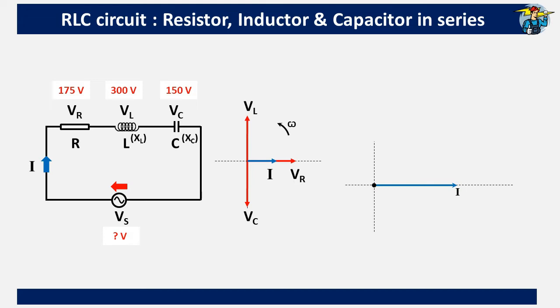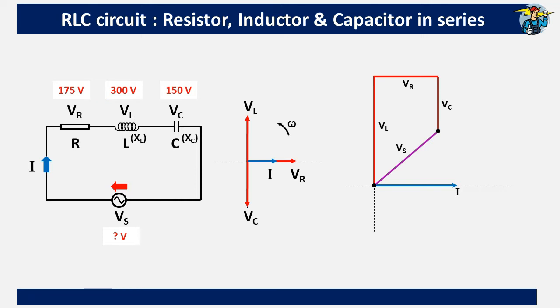Since the VL value of 300 is the largest along the y-axis, we draw it first proportionately on the graph. Then, starting from the endpoint of it, we draw VR at 175 horizontally. VC at 150 should be drawn downwards from there, since the direction of VC is vertically downwards. Then, draw a straight line from the start point of the first line to the end point of the last line to get the vector sum of the 3 voltages, Vs.